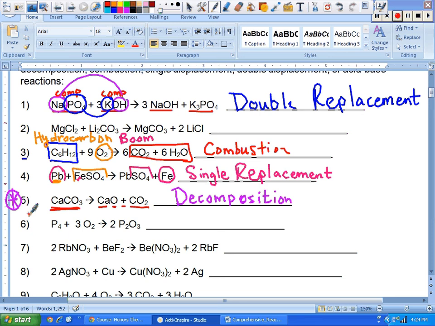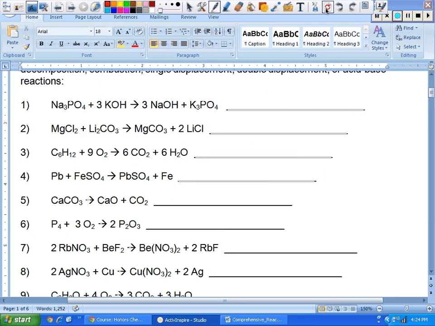And finally, number 6, you have one atom plus one atom of something else, and you have put them together to make a compound. What is that? Think for just a second. 2 basic things. You're putting 2 things together. That should be a synthesis reaction.